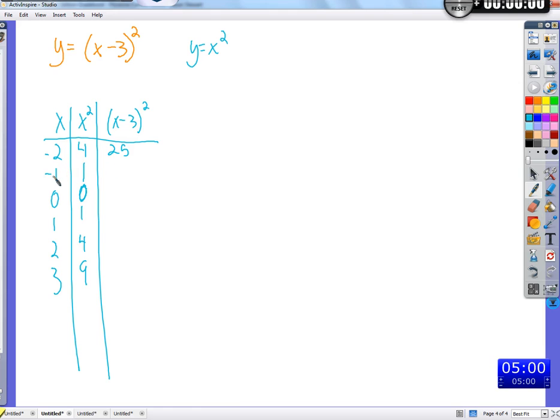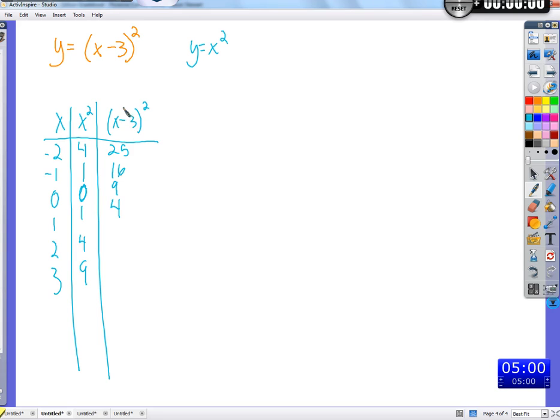Okay. So negative 1 minus 3 is negative 4, and 4 squared is 16. At 0, 0 minus 3 is negative 3, squared is 9. 1 minus 3 is negative 2, and negative 2 squared is 4. Okay? And so it's at this point right here that we put negative 1 in there and subtract 3.